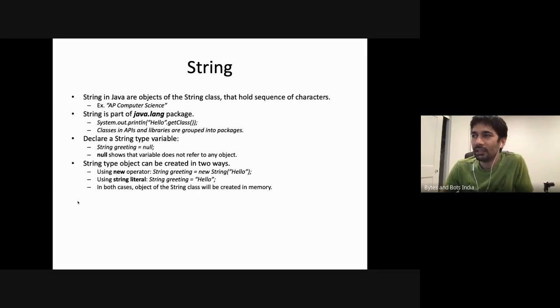String type object can be created in two ways. Using the new operator, we saw that we created a person Joe by saying person Joe equal to new person, right? So a new operator can be used to create an object, or in case of string, there's another way, which is using literals, which is you can just assign a string to greeting, and that's fine too. You don't have to call new. In both cases, an object of the string class will be created in memory, and Java does it for you. You don't have to worry about where in the memory it is.